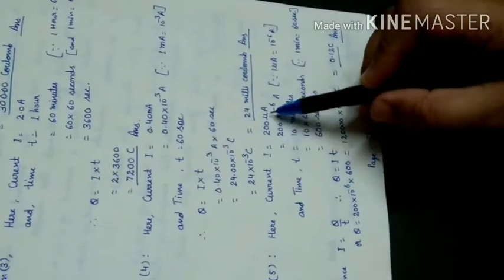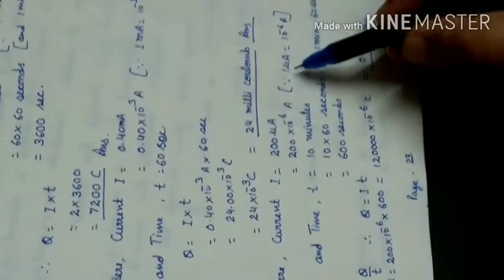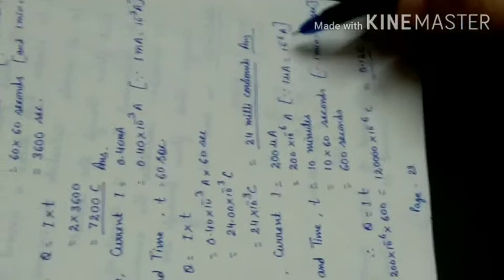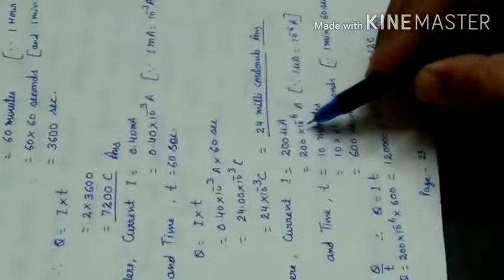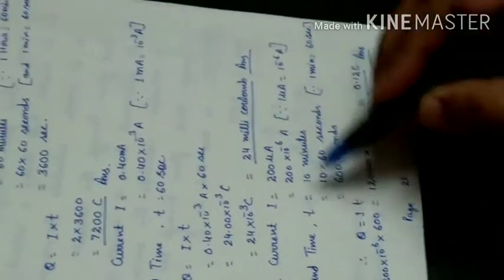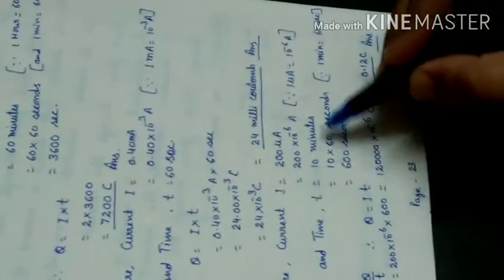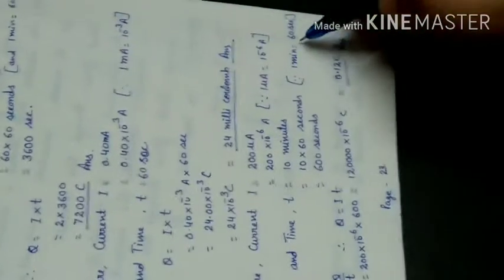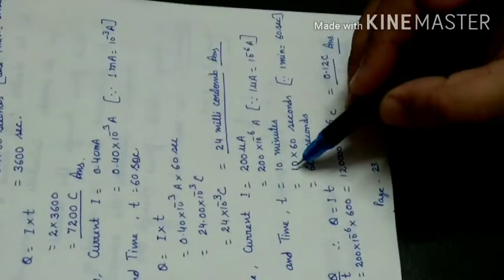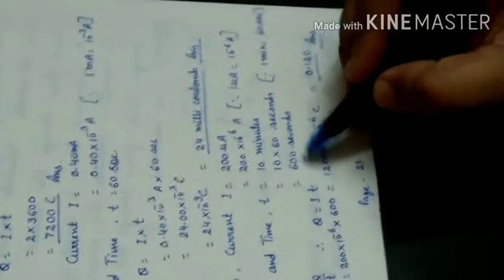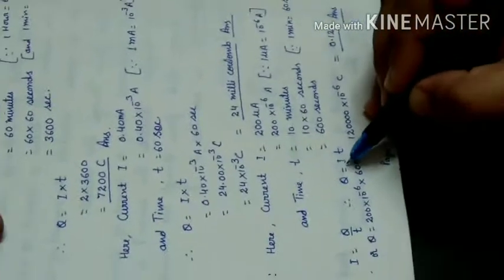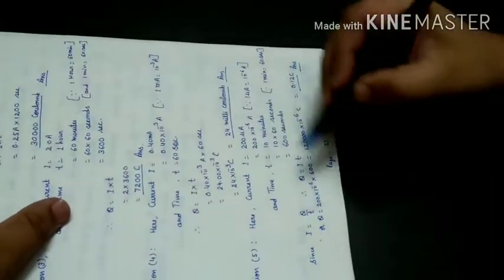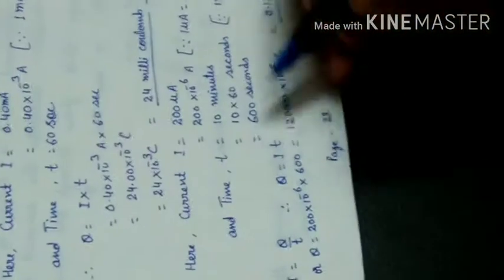Current I is equal to 200 microampere, and we know that 1 microampere is equal to 10 to the power minus 6 ampere. That is, I is equal to 200 into 10 to the power minus 6 ampere. Time T is equal to 10 minutes. Since 1 minute is equal to 60 seconds, this gives you 10 into 60 is equal to 600 seconds. From the equation I is equal to Q by T, therefore Q is equal to I into T, which is 200 into 10 power minus 6 into 600.